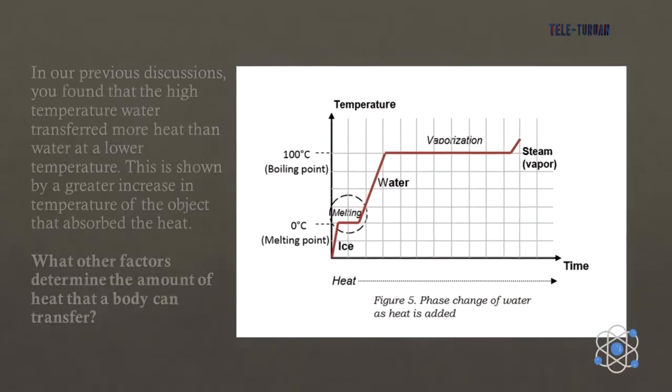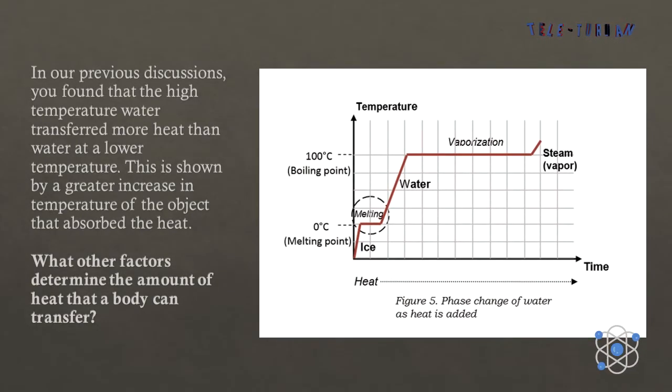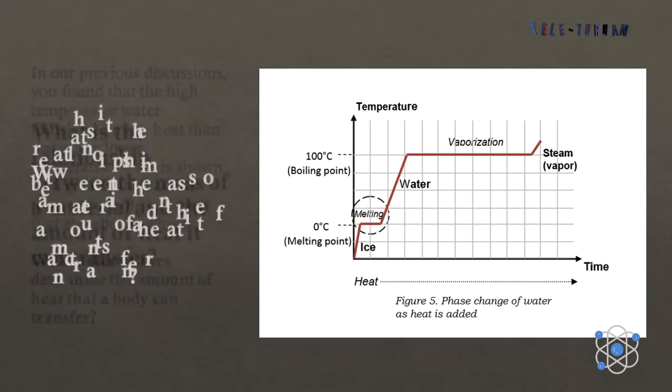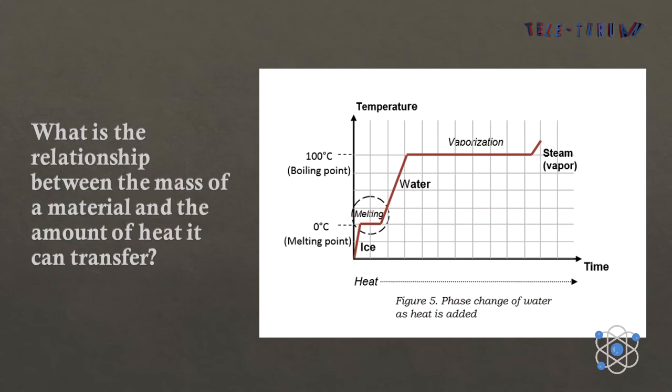In our previous discussions, you found that the high temperature water transferred more heat than water at a lower temperature. This is shown by a greater increase in temperature of the object that absorbed the heat. What other factors determine the amount of heat that a body can transfer? What is the relationship between the mass of a material and the amount of heat it can transfer?